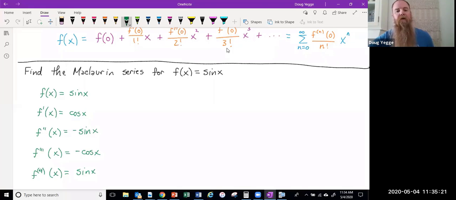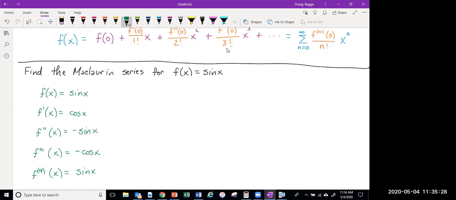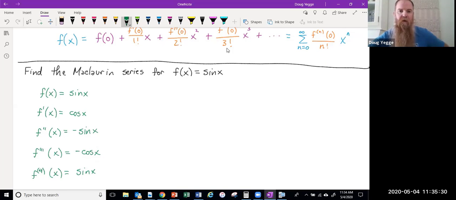Okay? So what else am I going to need in order to find the Taylor series polynomial? Plug in 0 for those functions. Yeah, so we're going to have to find out what is f prime of 0 and f double prime of 0 and f triple prime of 0 and so on, right? All right, so that means that we should find each of these derivatives at 0. So we find f of 0, okay, and we need f prime of 0 and so on.